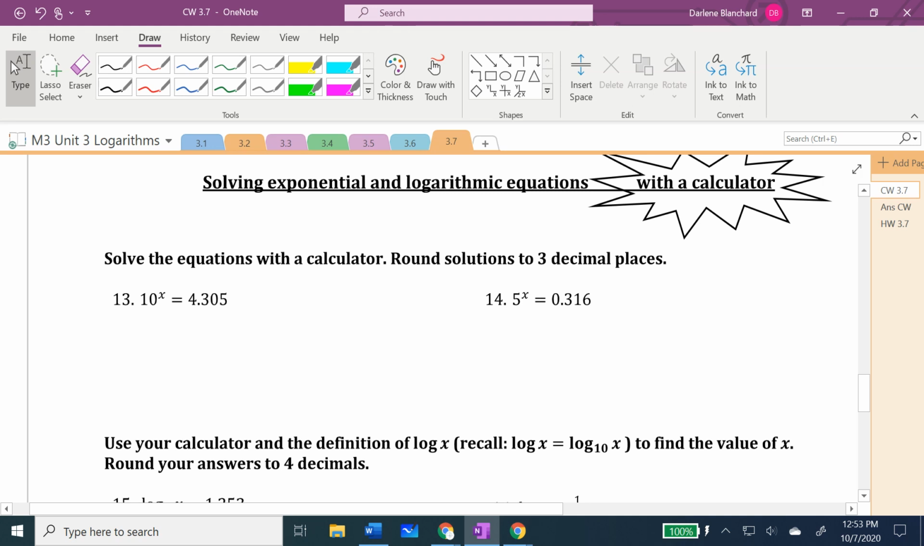So I just showed you how you can solve exponential equations where your variable is in the exponent without a calculator, but it has to be special circumstances. So how can you use your calculator to solve exponentials? What you want to do is, most of your calculators have a log button. Do you have your calculator with you? Does everyone have a calculator?